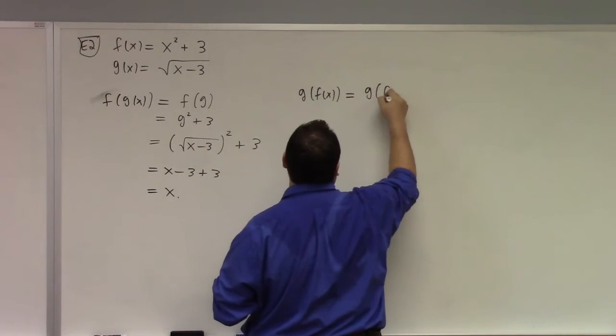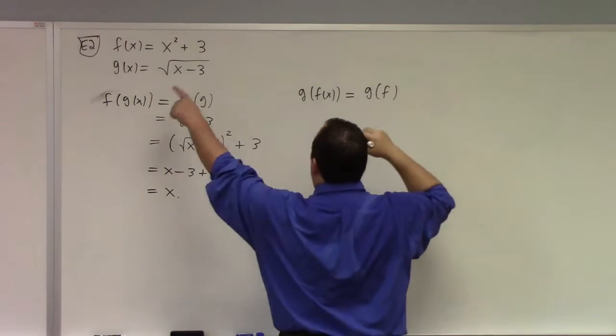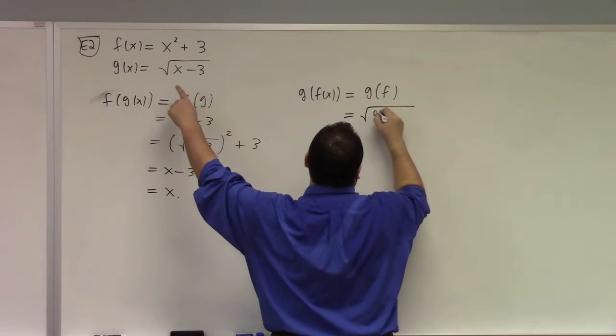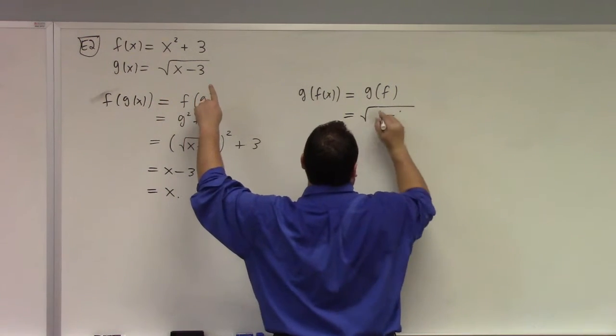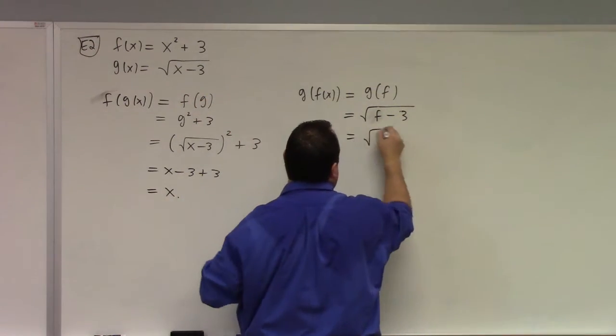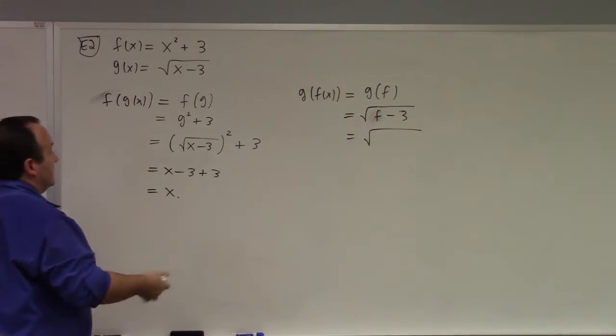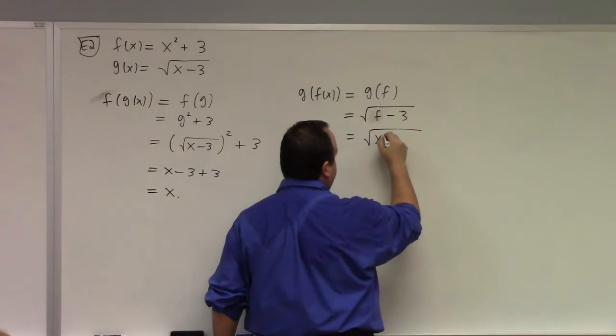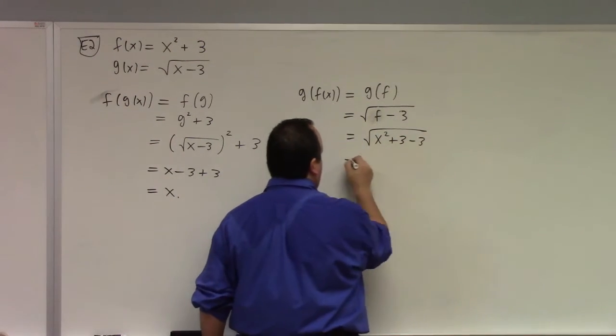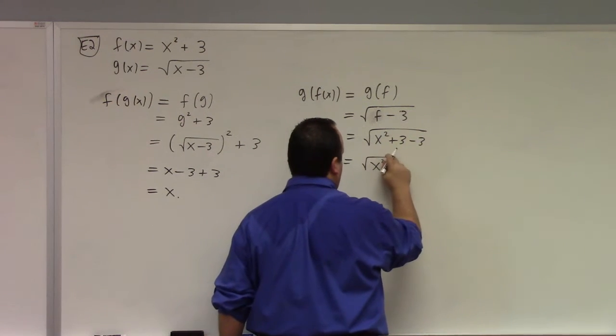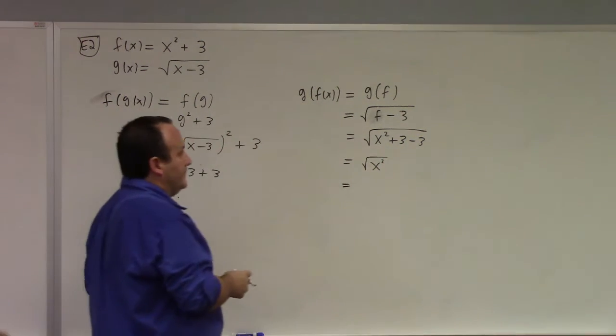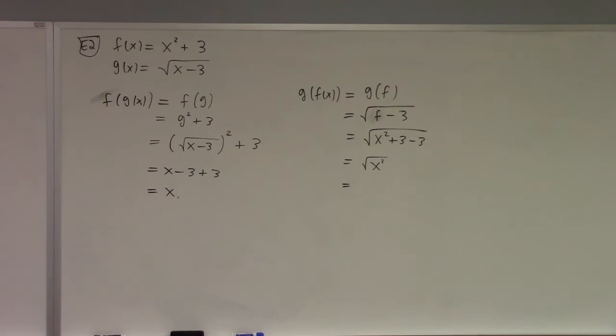So that's g of f, so to speak. And that means I plug the f formula into the g. I've got the square root of f minus 3, which is to say the square root of, what was f of x? x squared plus 3, minus 3. So we've got the square root of x squared, which is what? What is the square root of x squared? It's x. That's sometimes true.